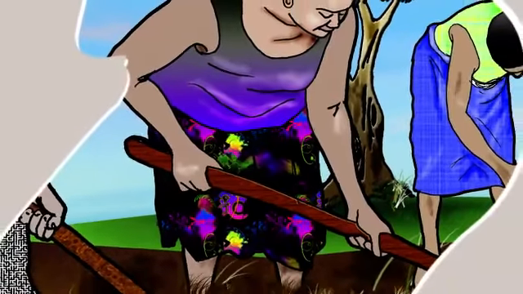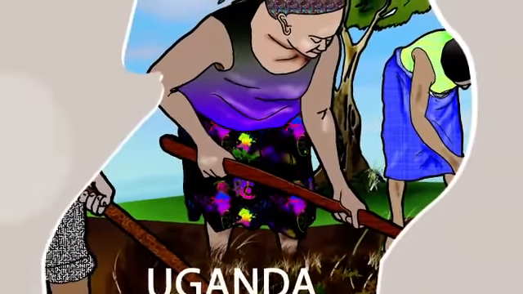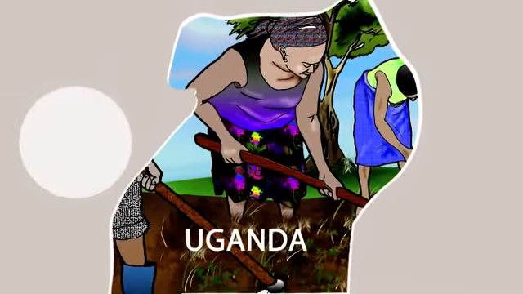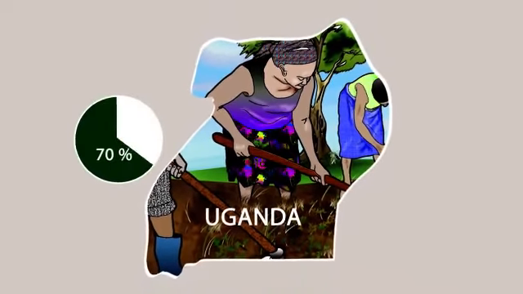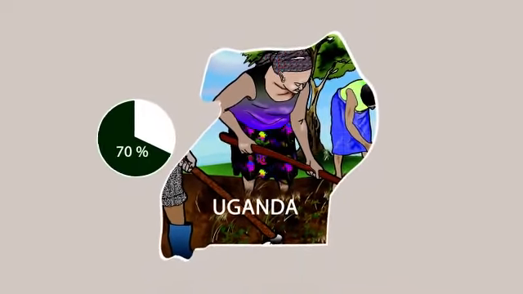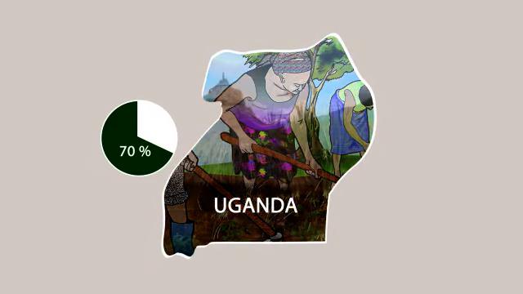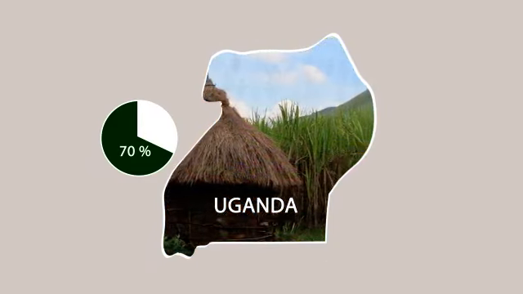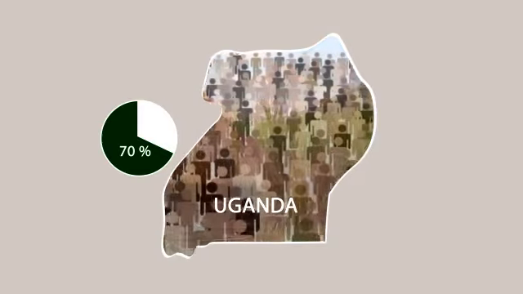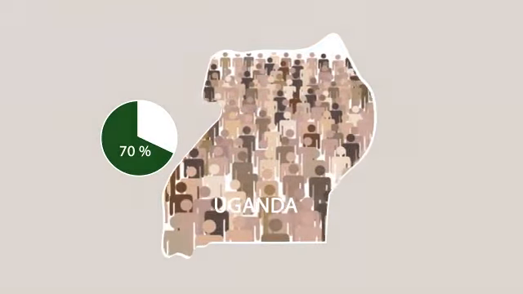Contextually, Uganda's agriculture sector is mainly characterized by this type of farming, where 70% of agriculture is dominated by smallholder farmers who mainly reside in rural Uganda. These are meant to feed over 38 million people.